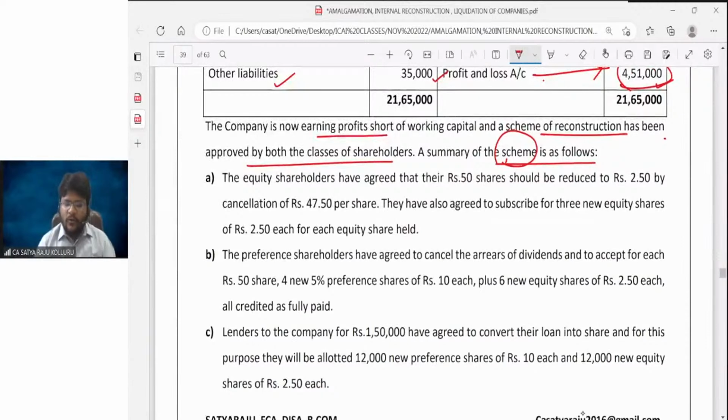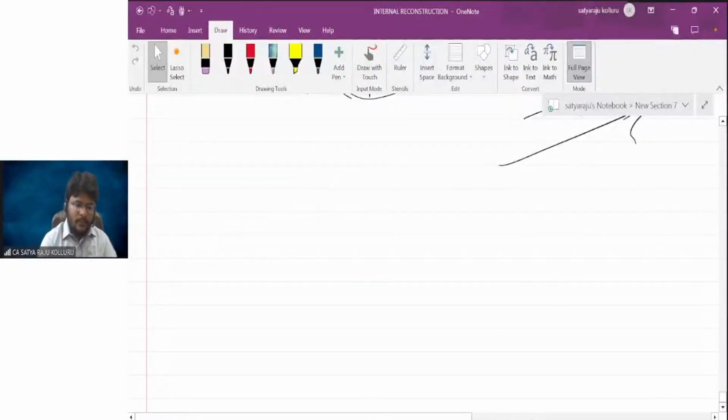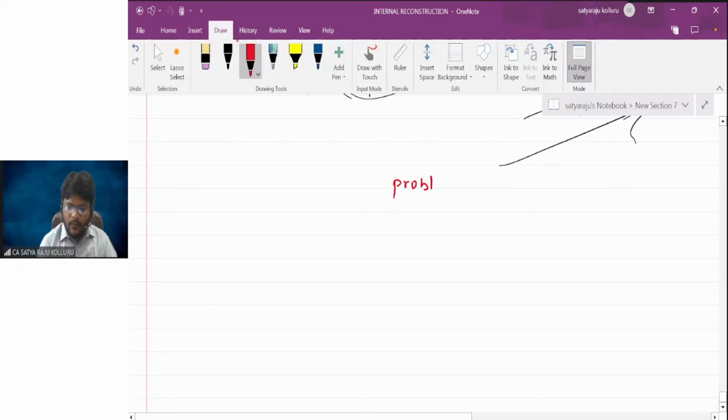The equity shareholders have agreed that their rupees 50 shares should be reduced to 2.50 by cancellation of 47.50 per share. They have also agreed to subscribe for 3 new equity shares of rupees 2.50 each for each equity share held. First, out of the 50 rupees face value, they have agreed to sacrifice 47.50, due to which the share will become 2.50 each. Let me write the journal entry for that. First of all, problem number 4.